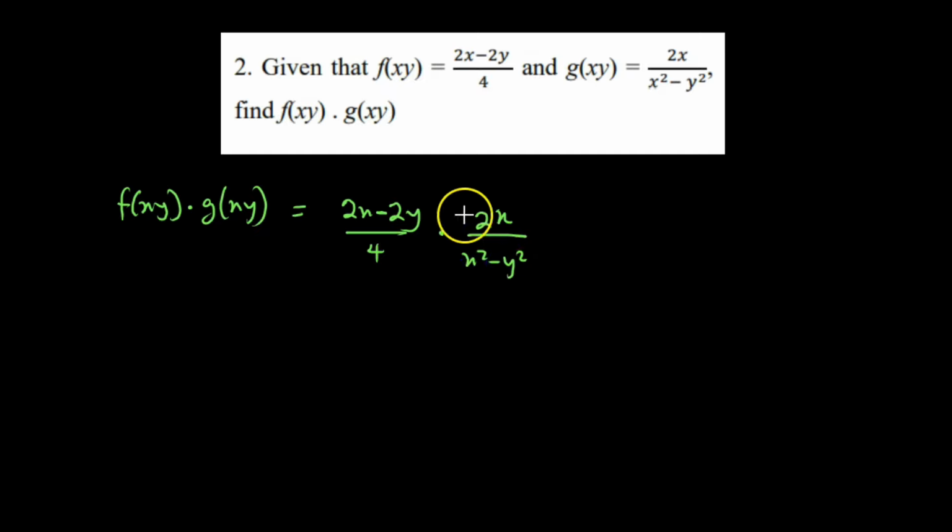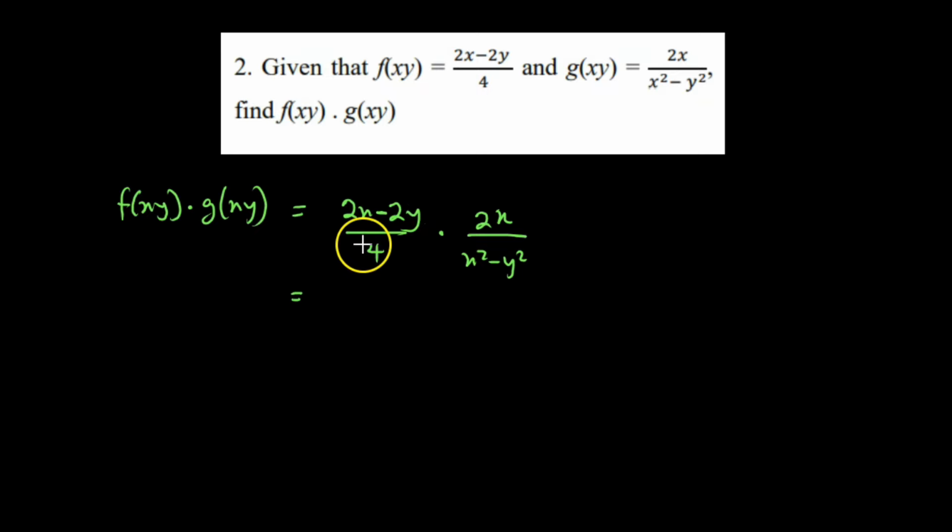So finding f of xy times g of xy, and that is going to give us 2x minus 2y representing f of xy all over 4, multiplying 2x all on x squared minus y squared. So going further, as I told you early on, it's best to write it in the factor form.